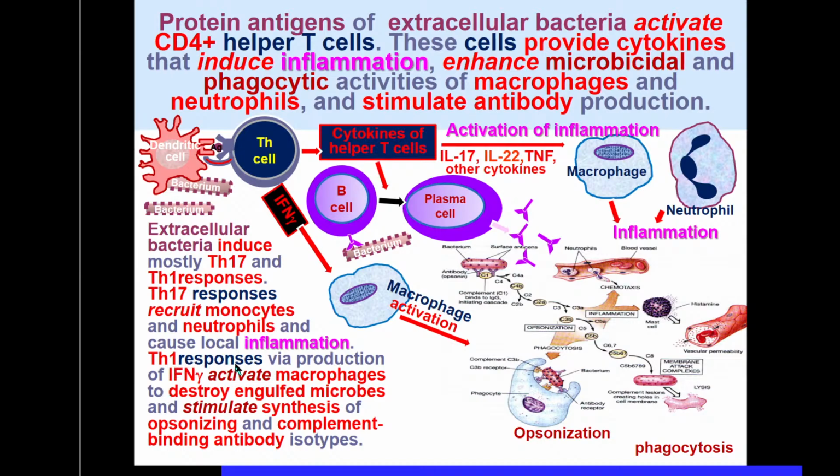T helper cells involved in the struggle against extracellular bacteria are mostly T helpers type 17 and T helpers type 1. What we say now is about the cellular immune response against extracellular bacteria.